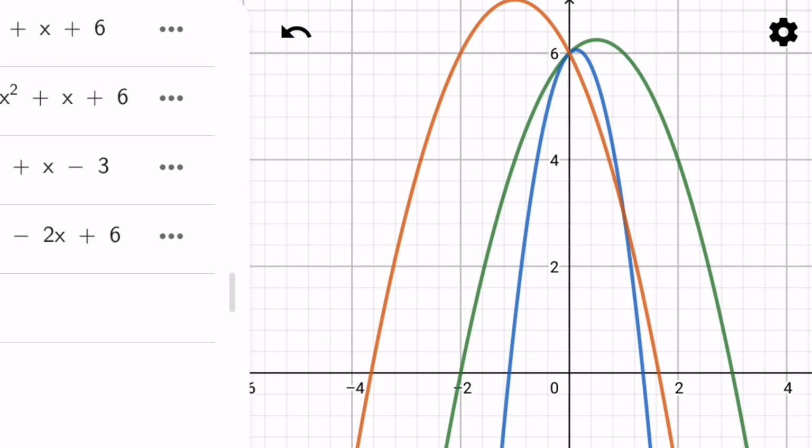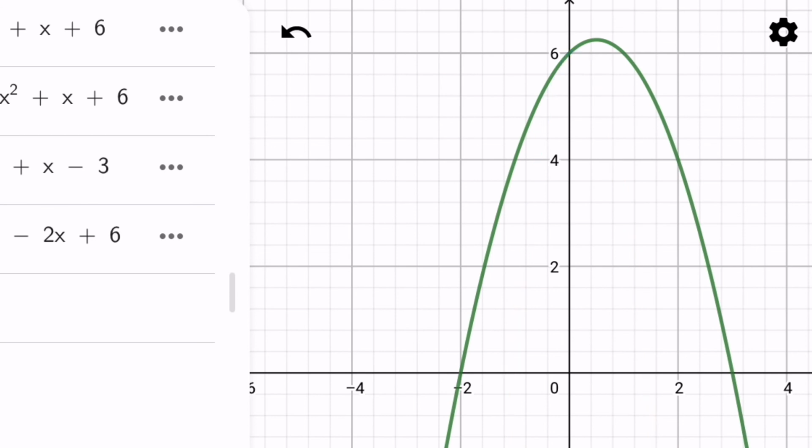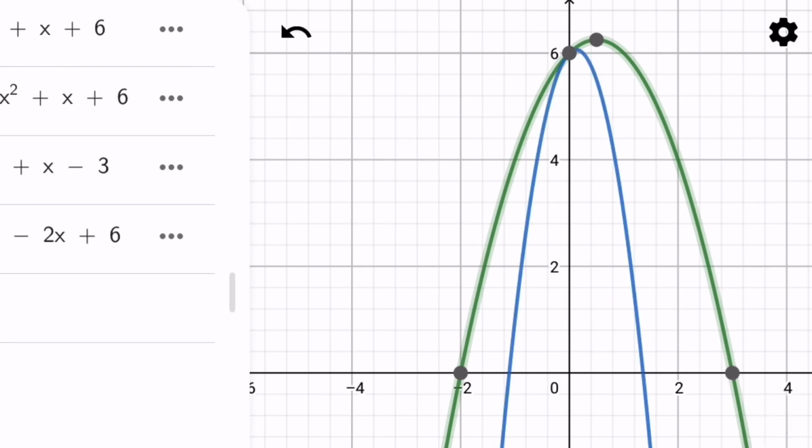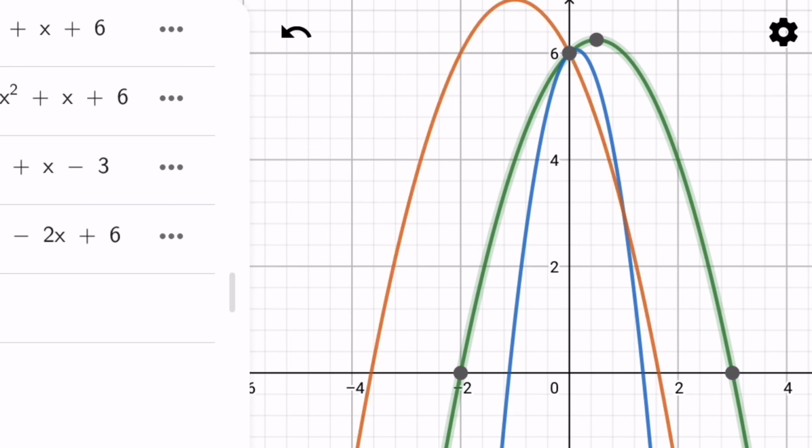Again, I'm going to show you again. Originally we have this one, which is negative x squared plus x plus 6. Then we observe the changes when a changes to negative 4. So this is the blue one. After that, we change b to negative 2, right?